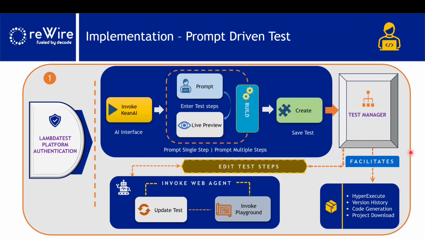What it also facilitates is HyperExecute, version history, and code generation. Once the test is created, it generates five components. One is user actions, the second one is the visual path, and the third one is the entire PyTest file. All these components are generated, and then it allows the end user to take that script and incorporate it into their test.